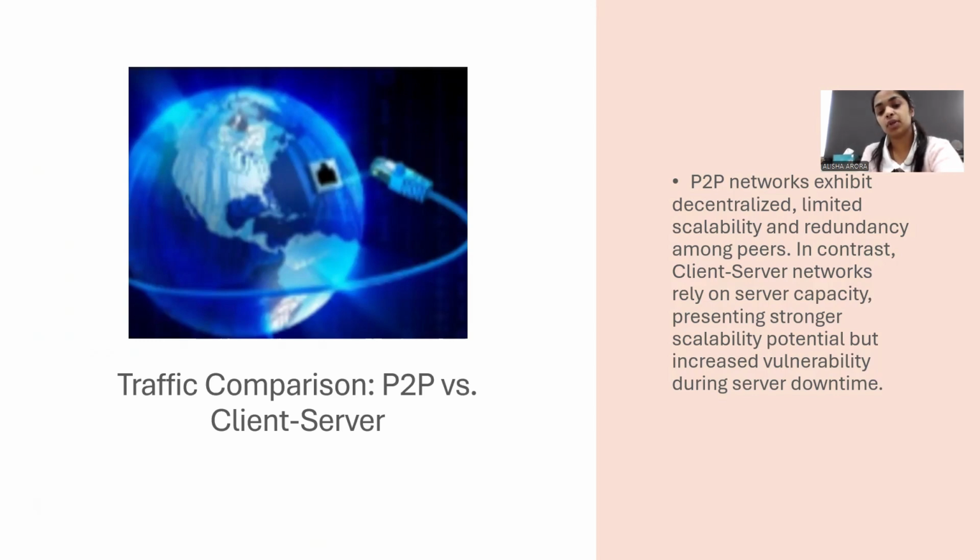The second one, the client server network, centralizes traffic through dedicated servers. This setup supports higher scalability because resources can be added systematically, like load balancing, but it also creates a single point of failure. If the server goes down or is overloaded, the entire network service can be disrupted.